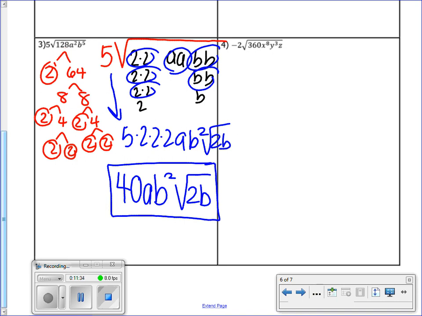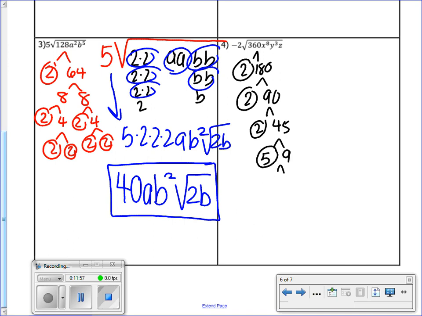Next, you have 360. So you want to break down 360. 360 is 2 and 180. 180 is then 2 and 90, sorry, 2 and 90. 90 is 2 and 45. 45 is then 5 and 9. And 9 is 3 and 3.